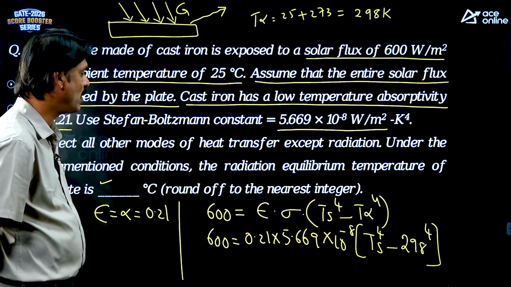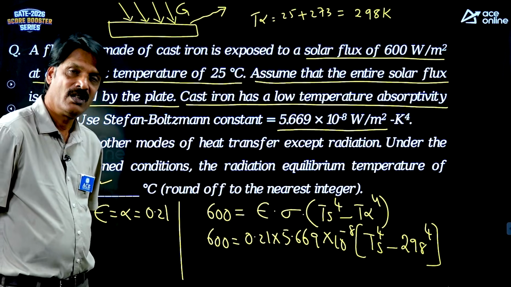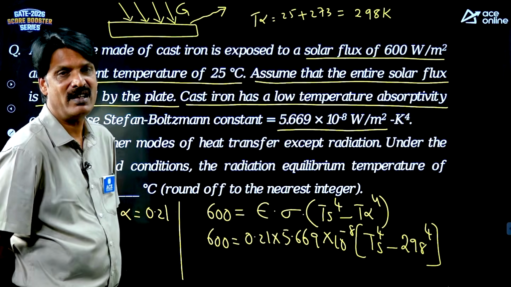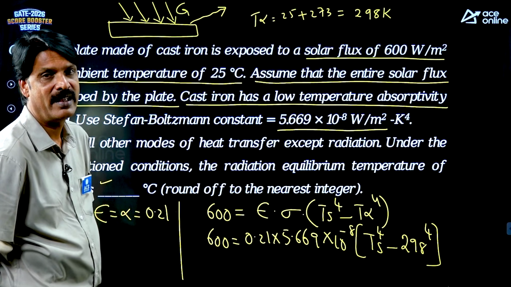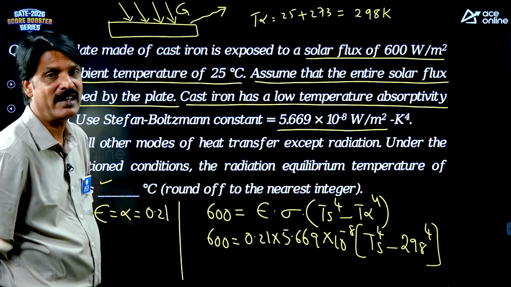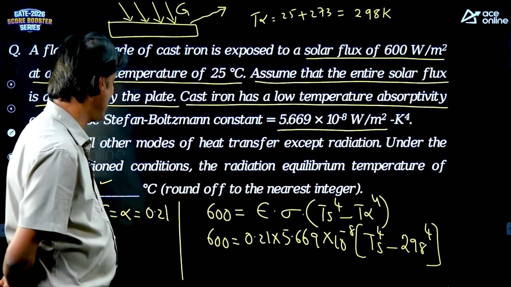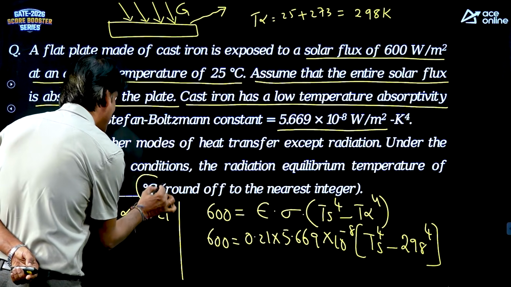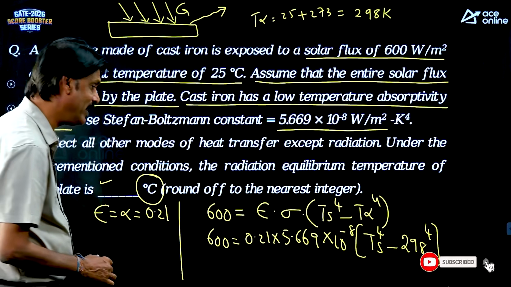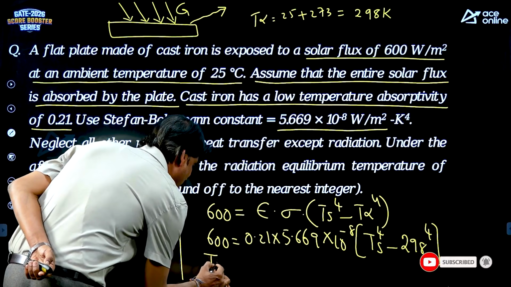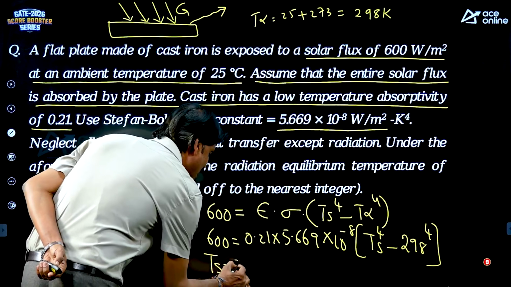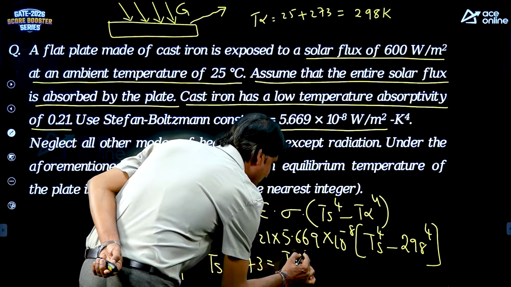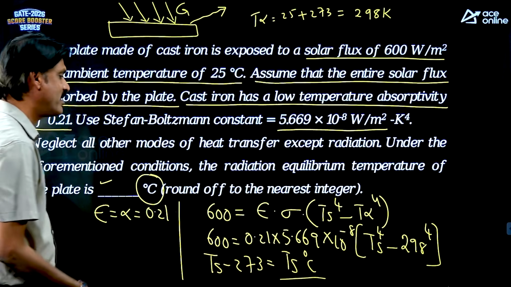Round it up to the nearest integer and then give that value. Suppose you got around 512.3, then write it as 513 Kelvin. Temperature should be expressed in Kelvin, and then subtract 273, because it's asking for degrees centigrade. Ts minus 273 will give you the surface temperature in degrees centigrade. That's the answer.